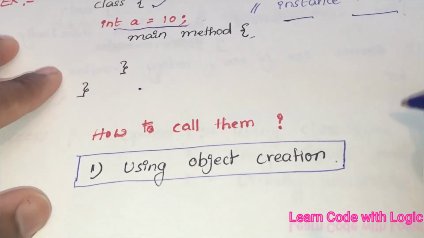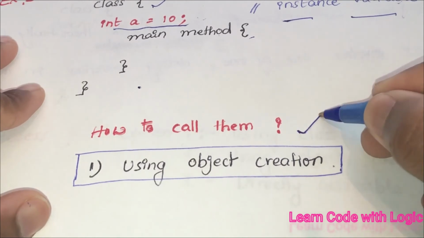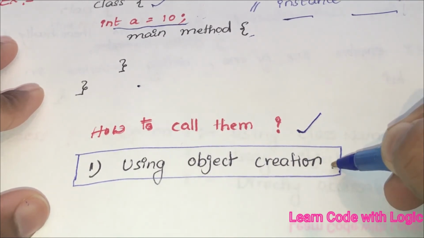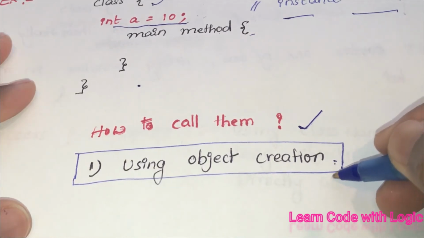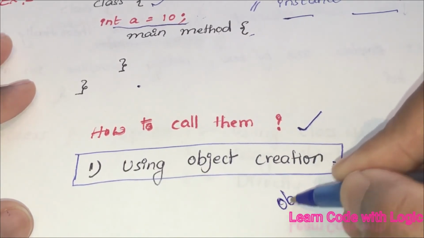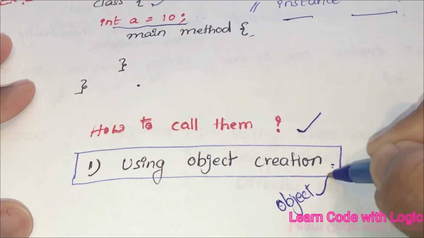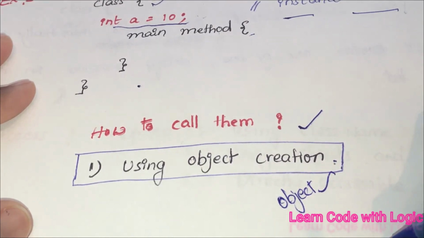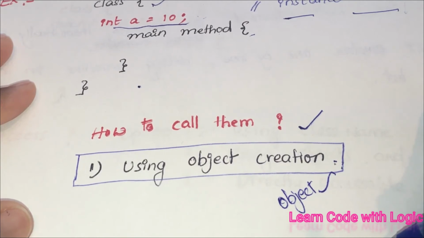And the next thing we immediately get is how to call them. We need to create an object for calling instance variables. We have already seen how to create an object for calling instance variables in my previous videos. If you haven't checked them, please go ahead and watch that video for better understanding.